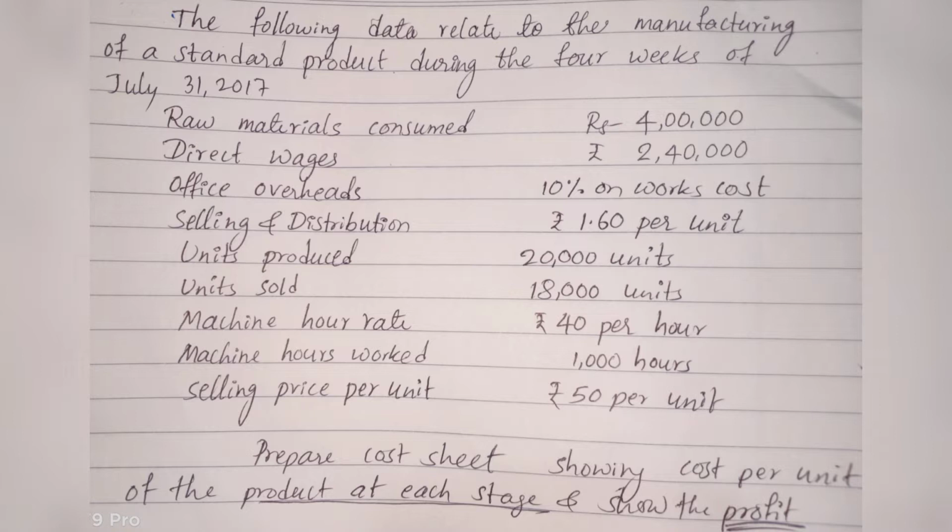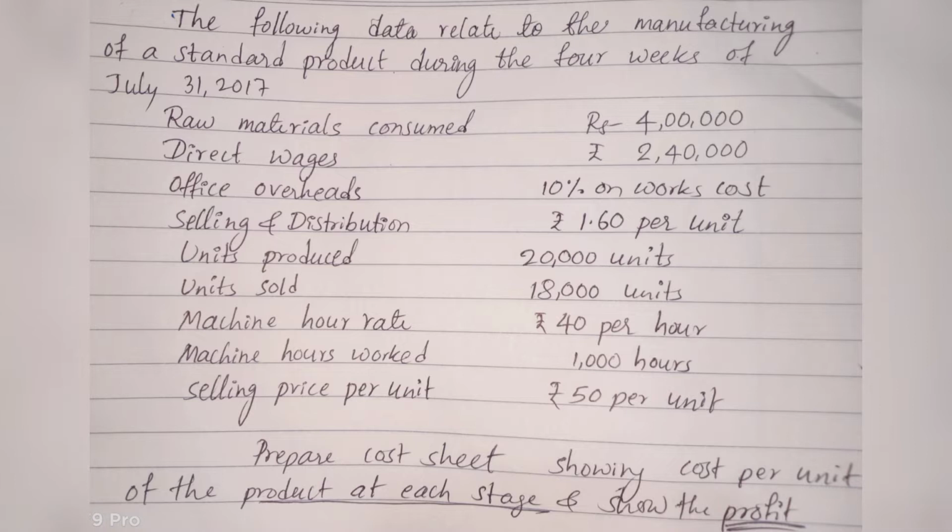The first thing is raw materials consumed rupees 4 lakhs, direct wages rupees 2 lakhs 40,000, office overheads 10% on works cost, selling and distribution rupees 1 rupee 60 paisa per unit produced, that is total units produced 20,000 units, sold only 18,000 units, so it is 2,000 units is closing stock of finished goods.